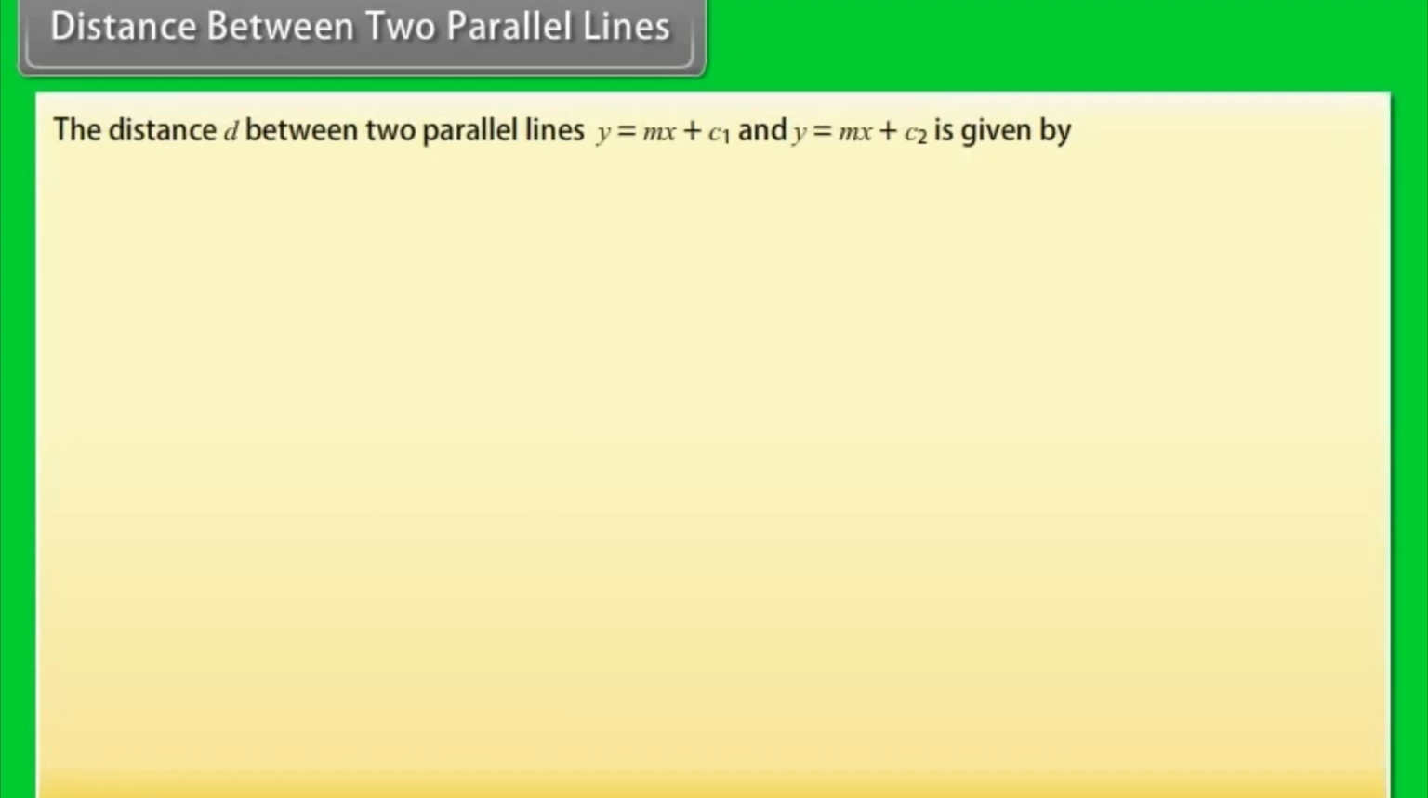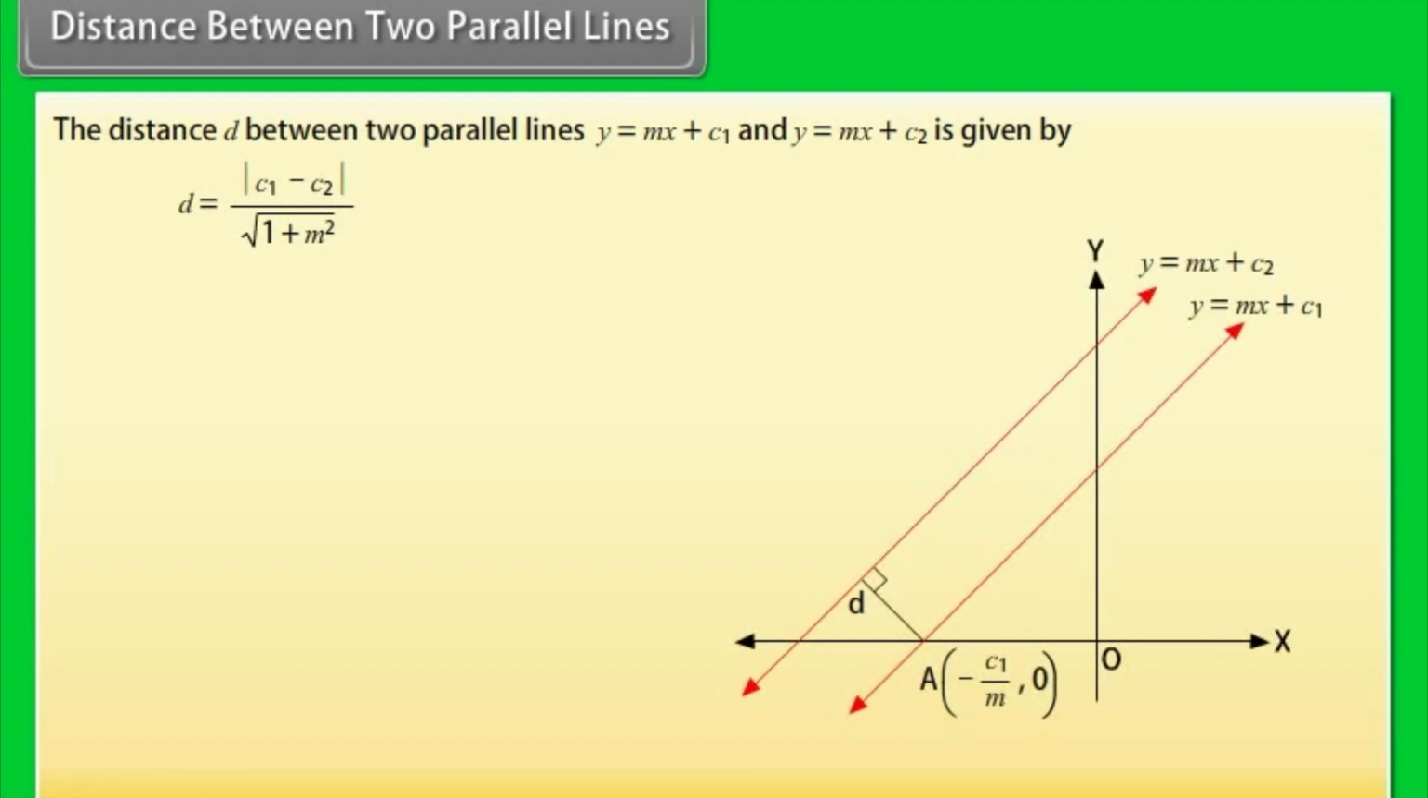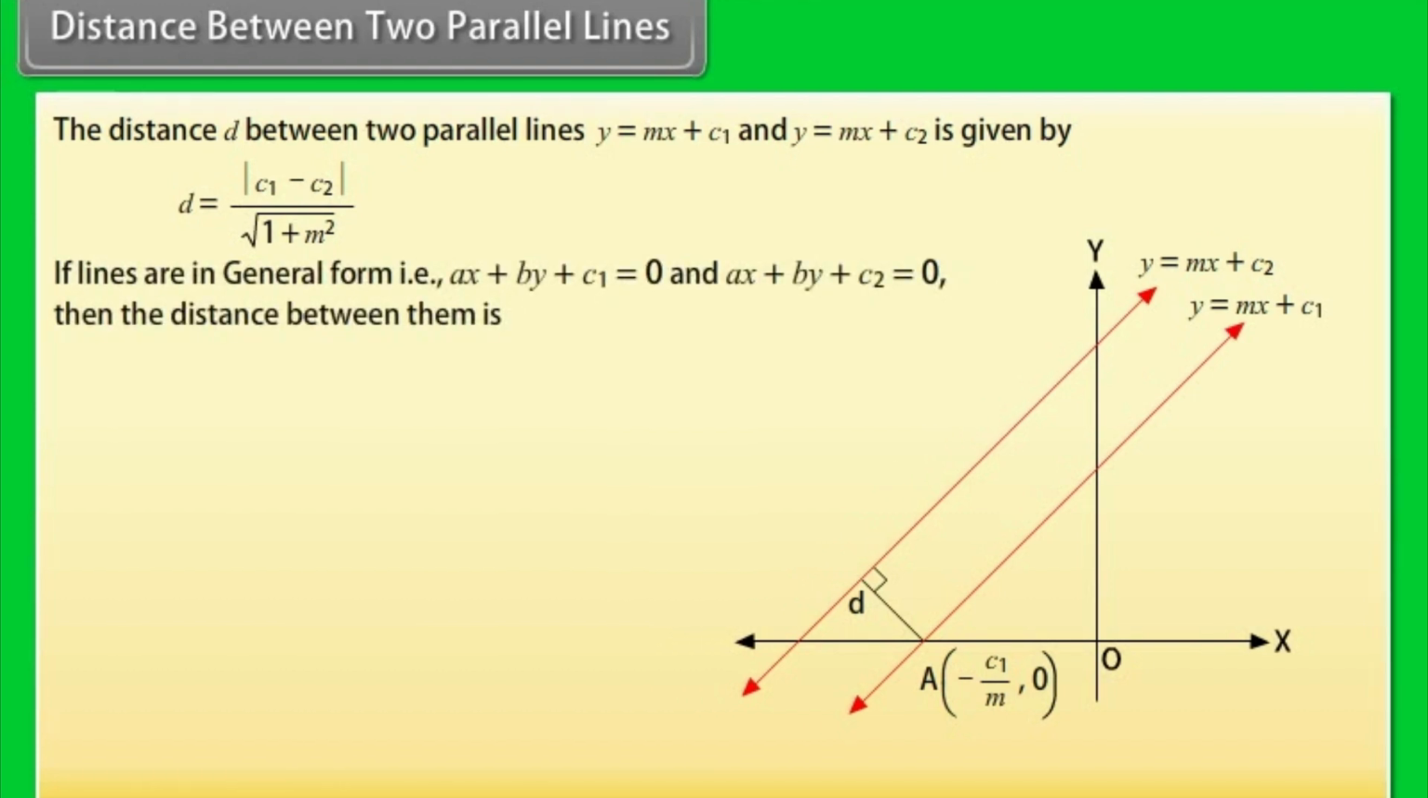Distance between two parallel lines. The distance d between two parallel lines y = mx + c1 and y = mx + c2 is given by d = |c1 - c2| / √(1 + m²). If the lines are in general form, that is ax + by + c1 = 0 and ax + by + c2 = 0, then the distance between them is d = |c1 - c2| / √(a² + b²).